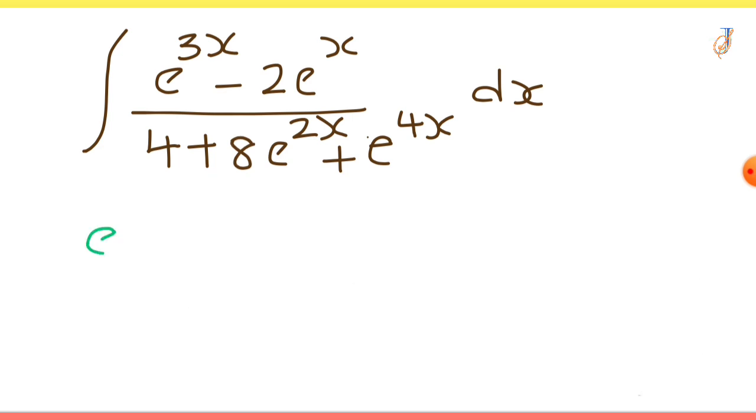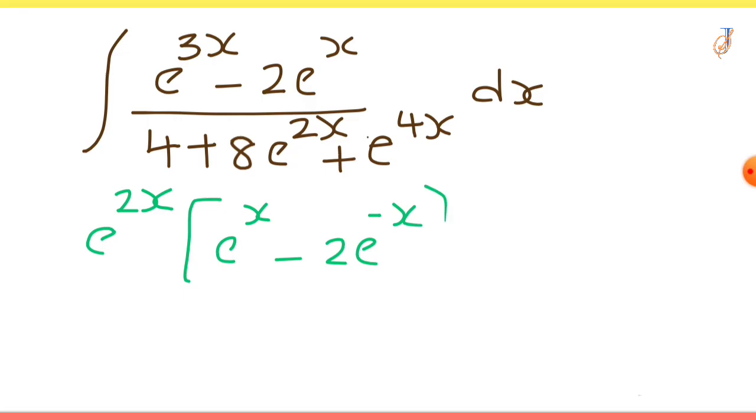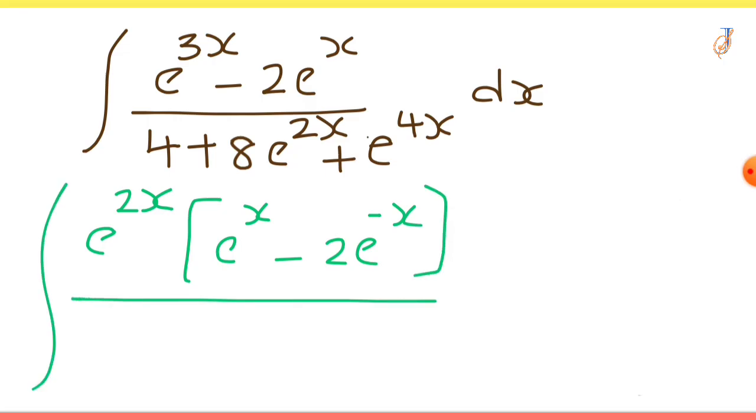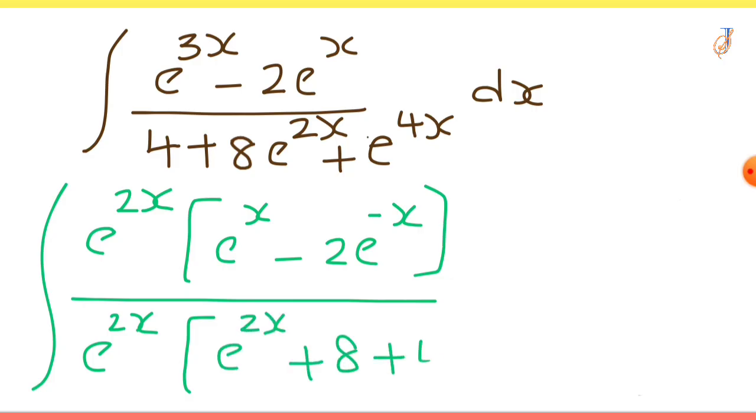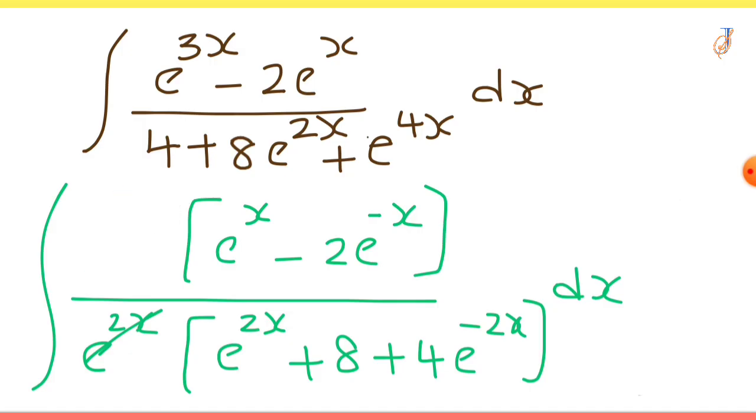So in the numerator form, we take e^(2x) as common, so you are left with e^x − 2e^(−x), isn't it? This is our numerator form. Then the denominator form, after taking e^(2x) as common, you are left with e^(2x) + 8 + 4e^(−2x) dx. So here the common factor can get cancelled, and you are left only with e^x − 2e^(−x) and these terms.